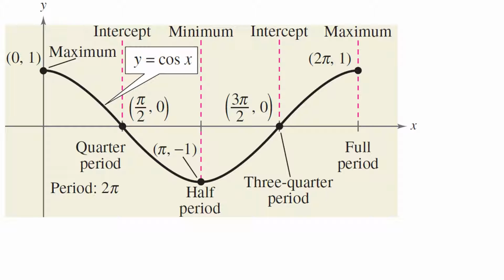Again, cosine, 5 key points to keep track of: the minimum, the maximum, and the intercepts. Cosine starts at its maximum at 0, 1, slowly goes down to 0 at pi over 2, hits the minimum value of negative 1 at pi, slowly returns back to the value of 0 at 3 pi over 2, returns to its maximum value of 1 at 2 pi. Again, the period is 2 pi, whether we're talking about the sine function or the cosine function, as long as we've not manipulated the functions at all.